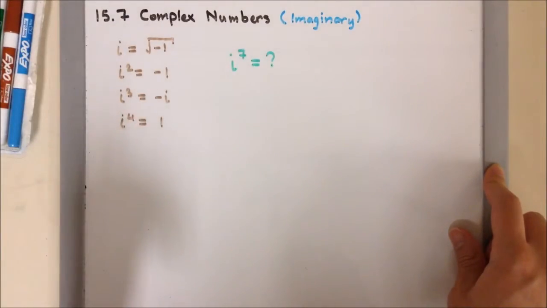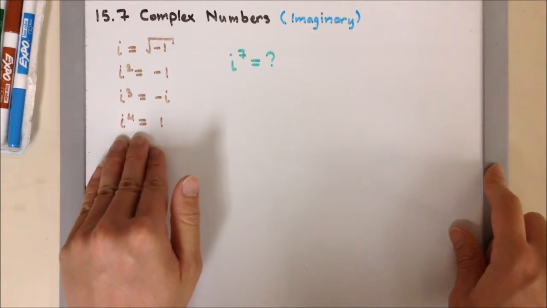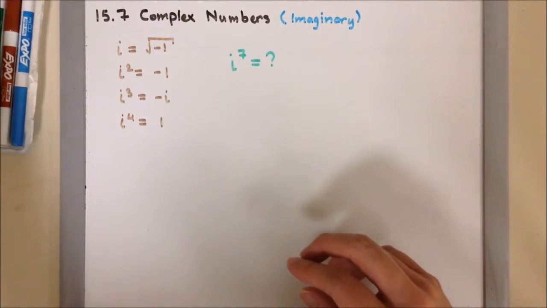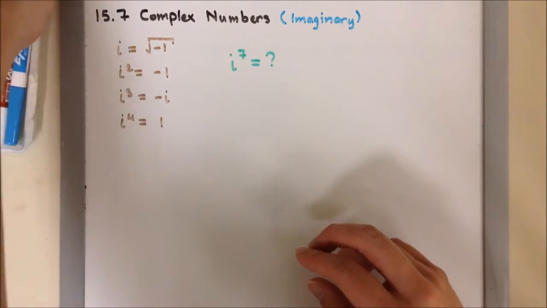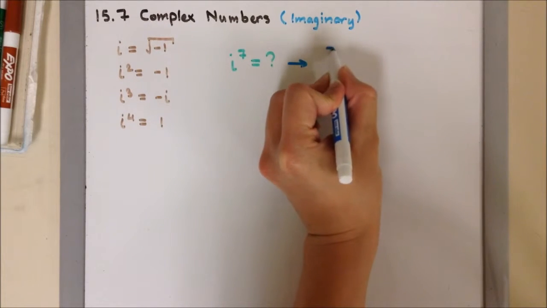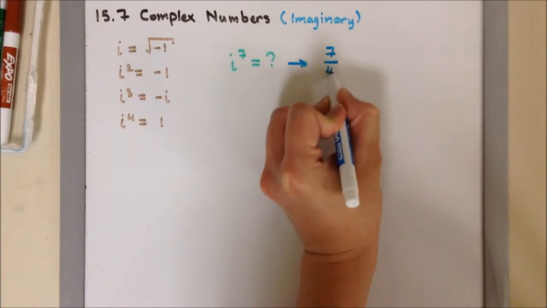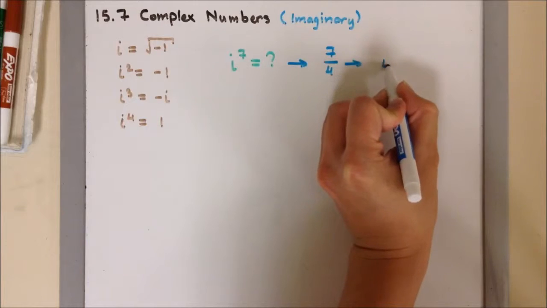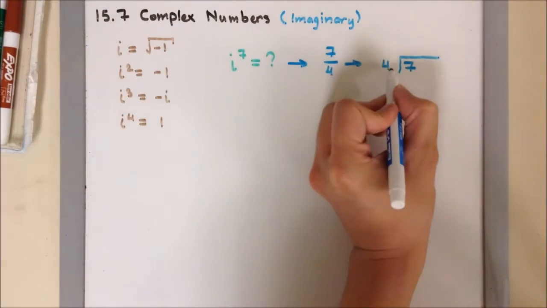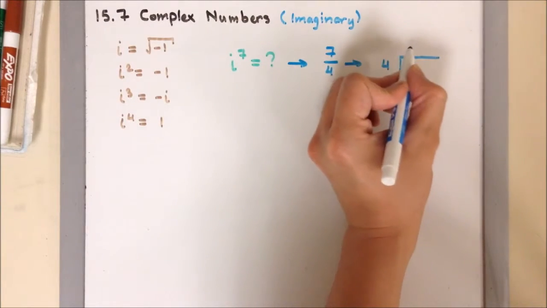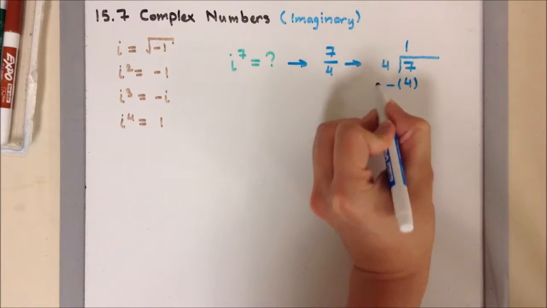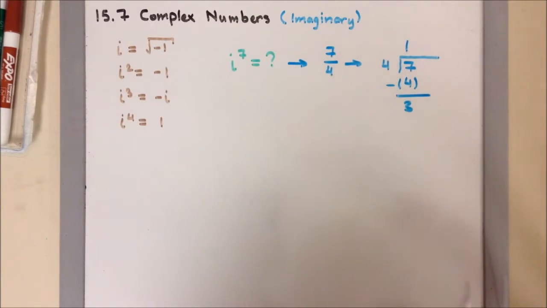So for i to the 7th power, we're mainly going to work with i to the 4th. So what I'm going to do is divide the exponent, which is 7, by 4. I'm going to do long division for the number. 4 goes into 7 one time. Subtract, I'm left with 3.